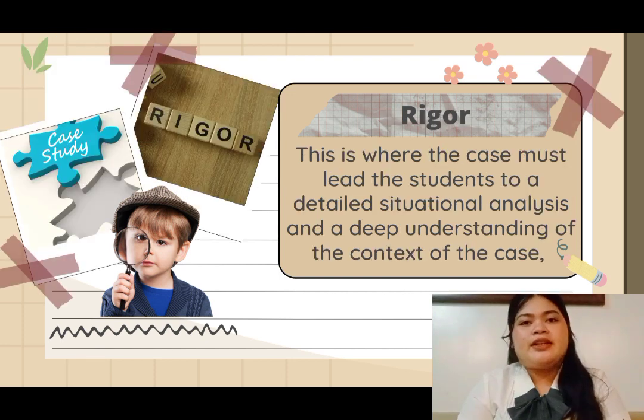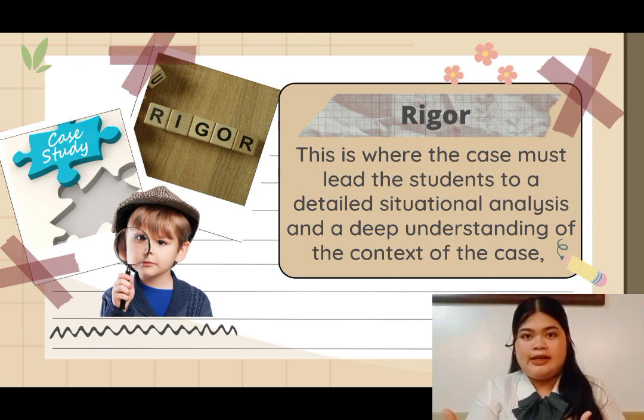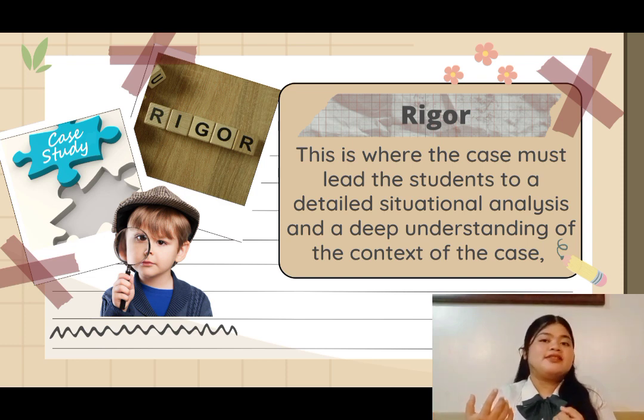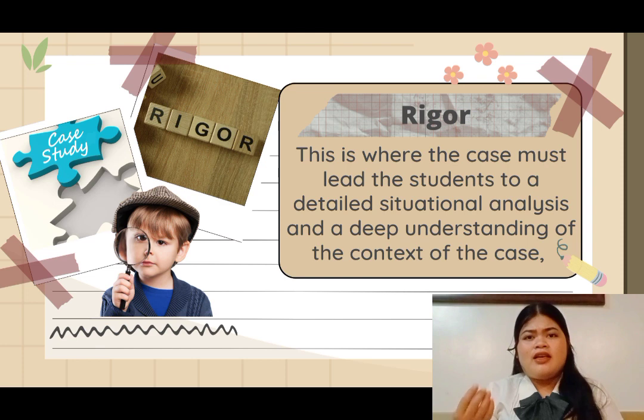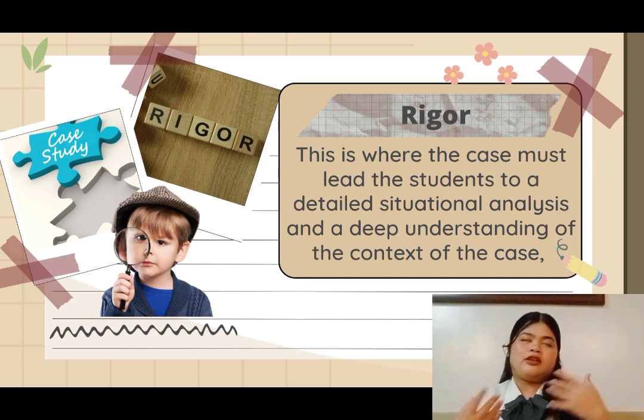The fourth one is rigor. What is rigor? Rigor in academics refers to the level of difficulty, complexity, and intellectual challenge, while in science, rigor refers to the meticulousness and reliability of the experimental design or data collection, analysis, and interpretation work. The case should address issues that require collaborative discussions.